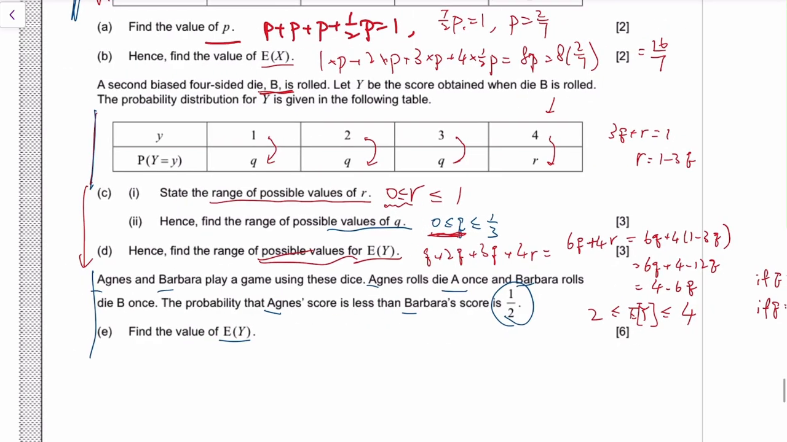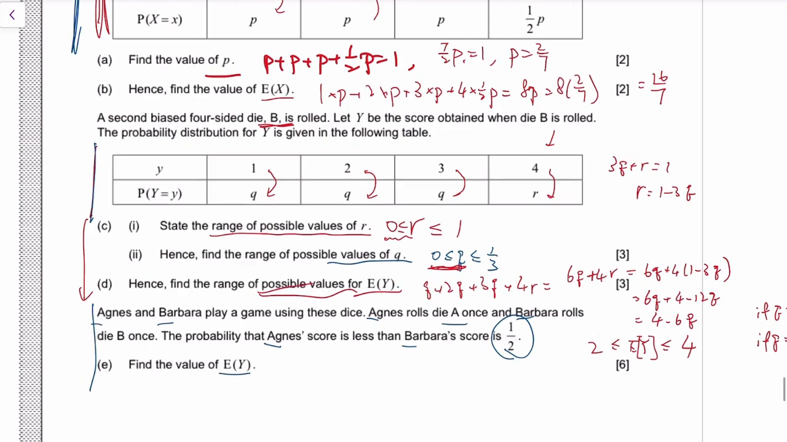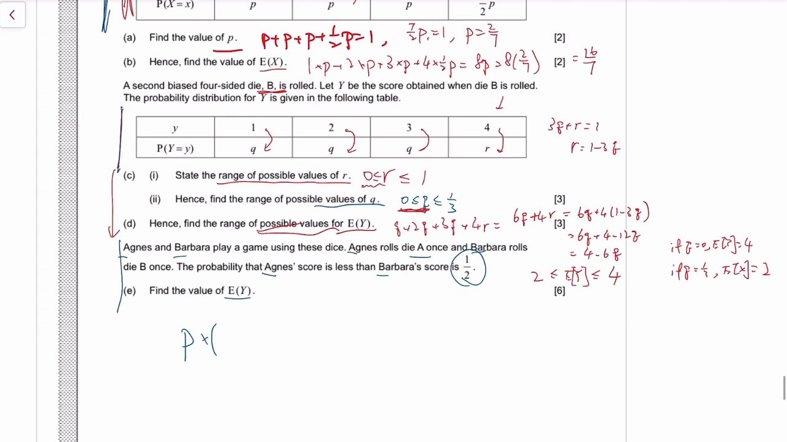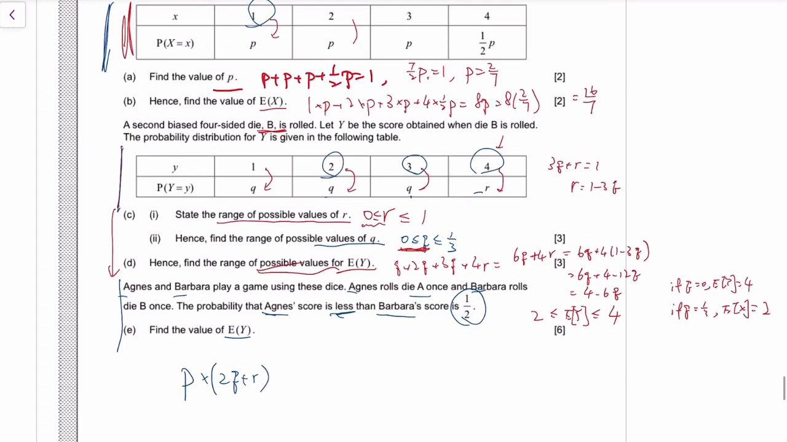So now this is pretty much no trick. You do it by brute force. Alright, so you can say A rolls a 1, so that probability is P. Then B, in order for A to score less than B, B will have to roll a 2 or 3 or 4. So it's Q plus Q plus R, so it's 2Q plus R. And then you just keep doing that.